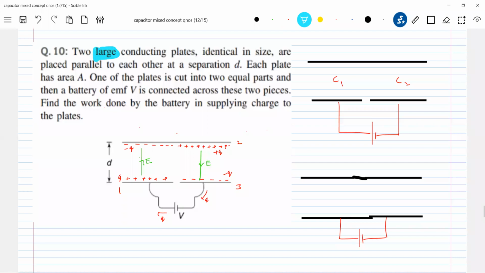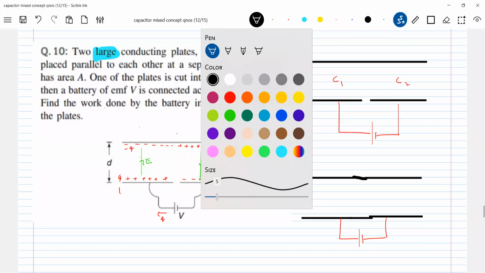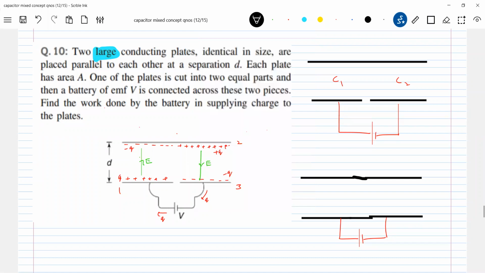Okay. Large plate is okay, sir, but 1 and 3 are kept close. Okay. The fields will interact. So you go and do research then.